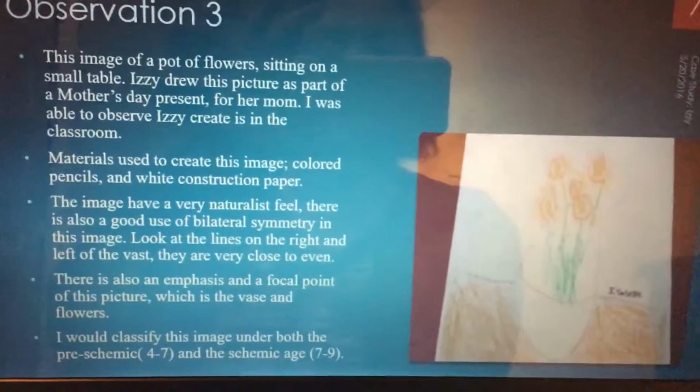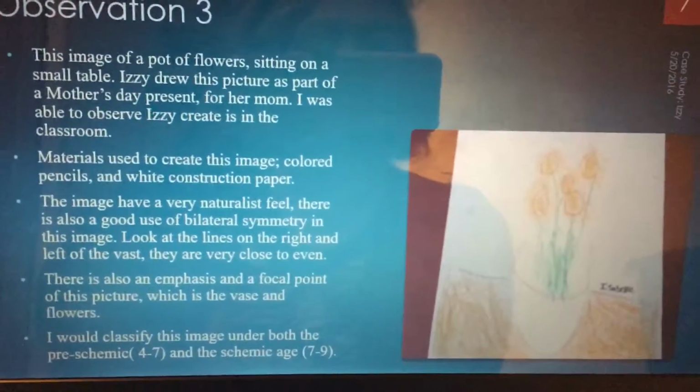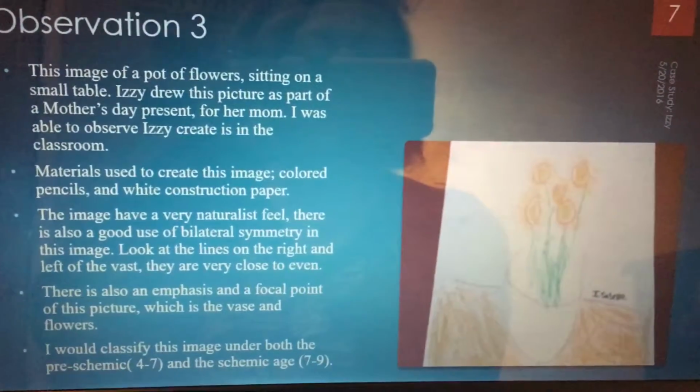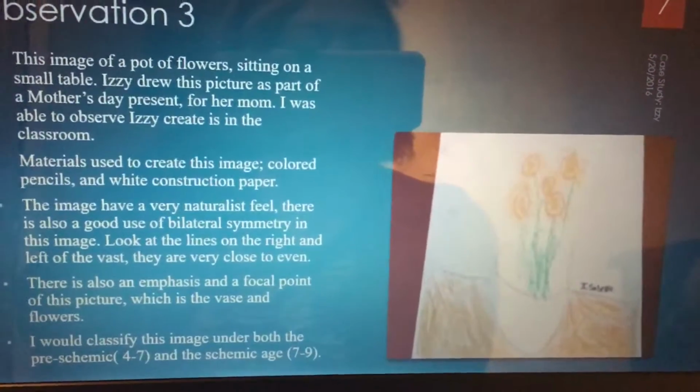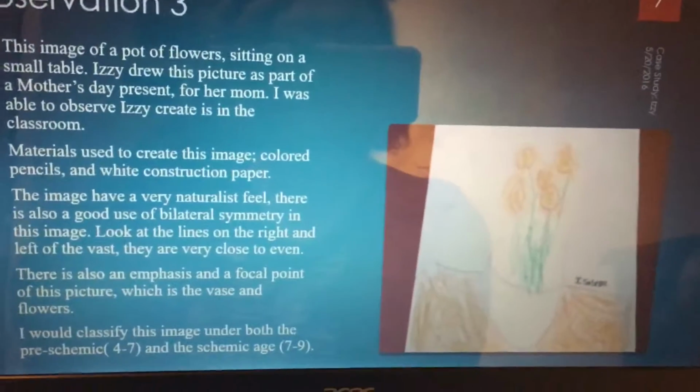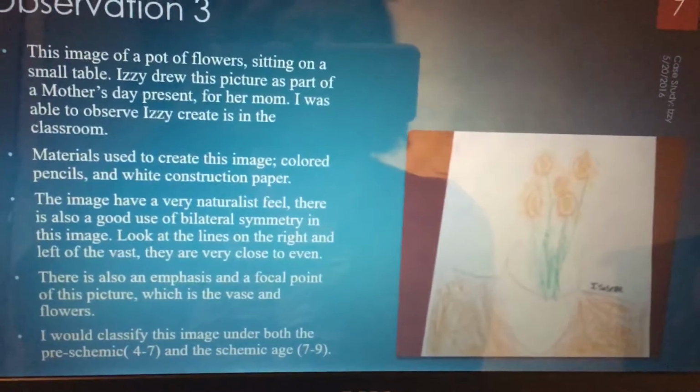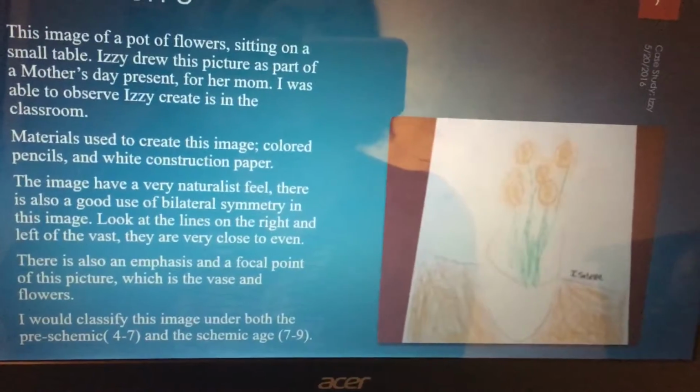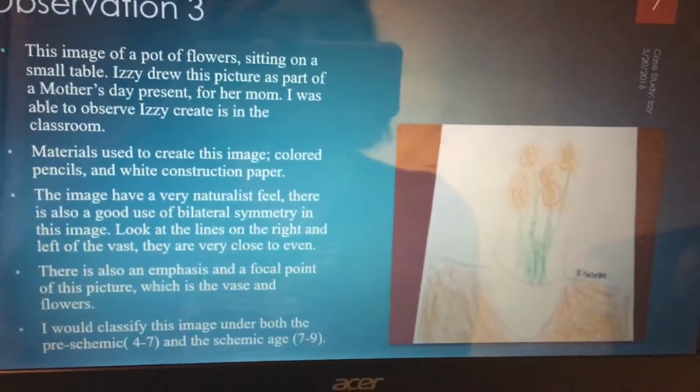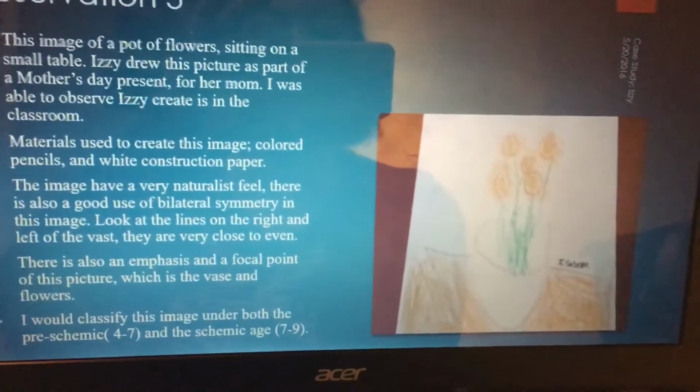Observation 3. This image is a pot of flowers sitting on a table. Izzy drew this picture as a part of her Mother's Day present for her mom. I was also able to observe Izzy create this in the classroom. Materials used to create this image: colored pencils and white construction paper. This image has a very naturalistic feel.